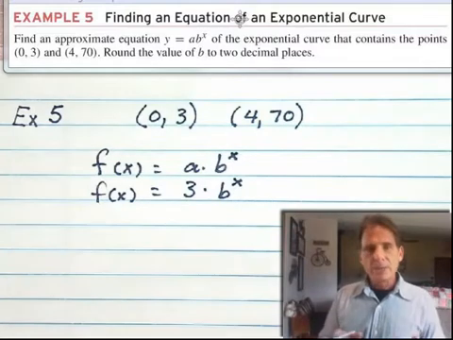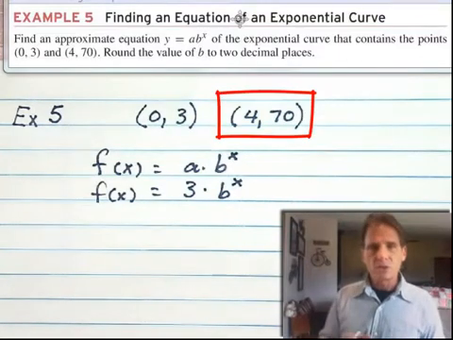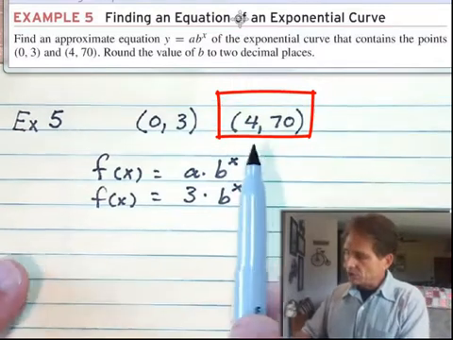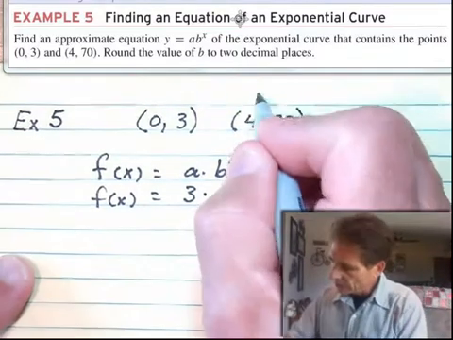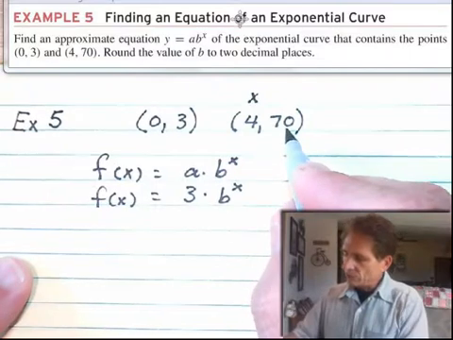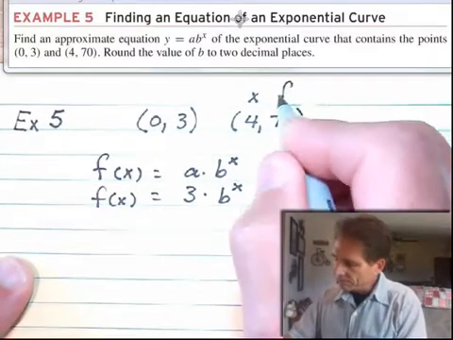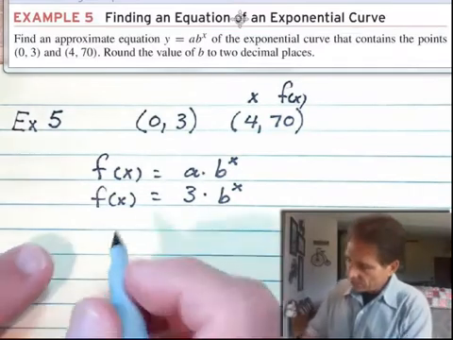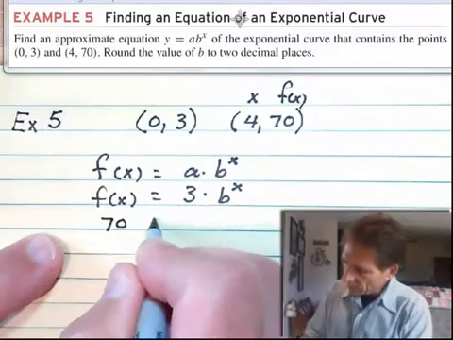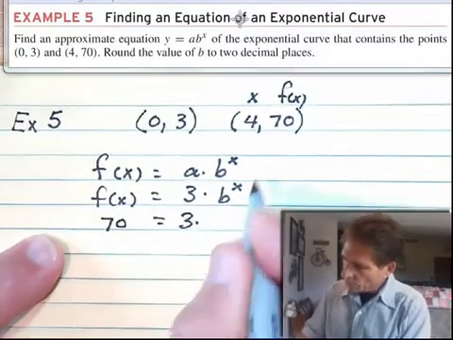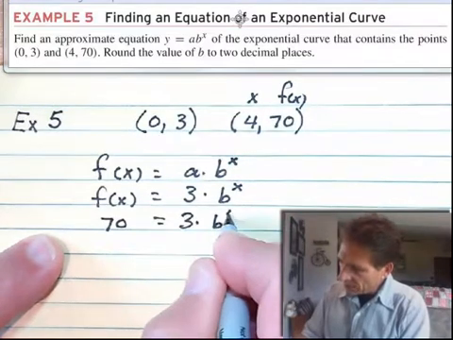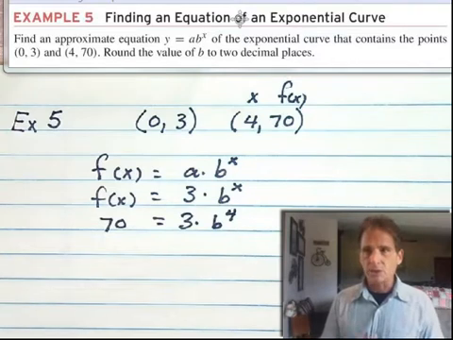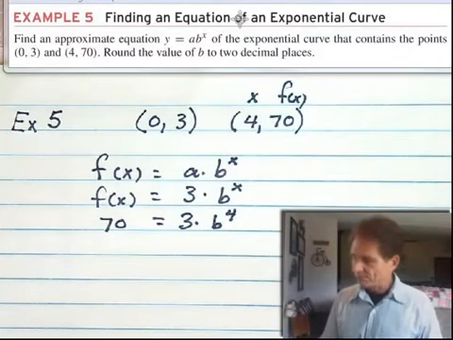Now, to find the b, we have another point, notice. So we have more information, and we'll be using that information. We can substitute 4 in for the x, and 70 in for the f of x, or the y. So we put the 70 in for the f of x or y, and 4 for the x, and notice this is in the form of the problems we were solving a little earlier in example, I believe, 2 and 3.